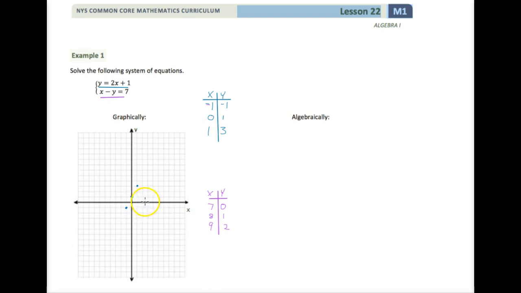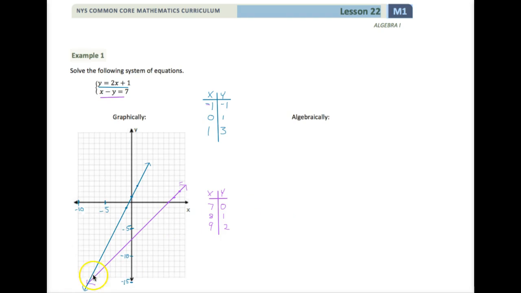So let's see here. 7, 0, 2, 4, 6. This is 7. 8, 1, and 9, 2. So now I have 3 points. I always like to find 3 points because if they don't visually line up, then I know I made a mistake in my calculations. So these make me feel pretty good.